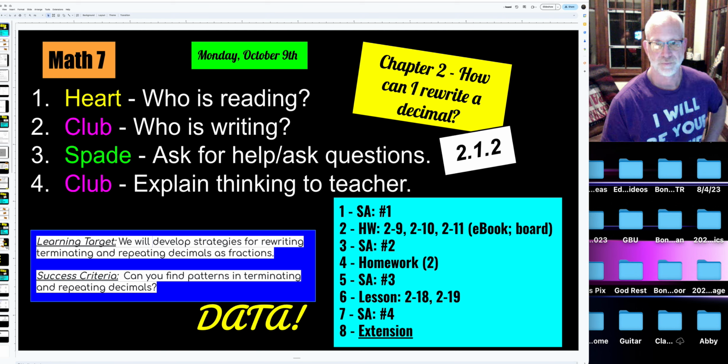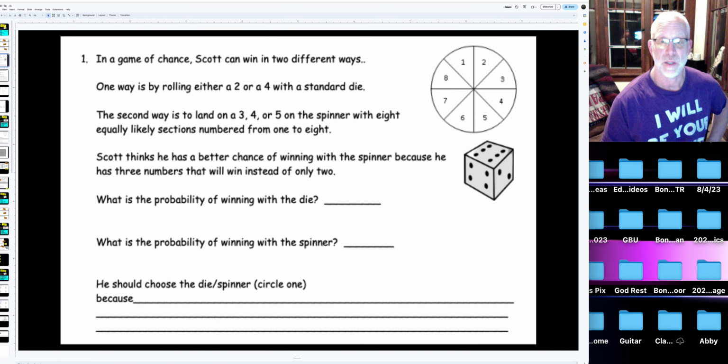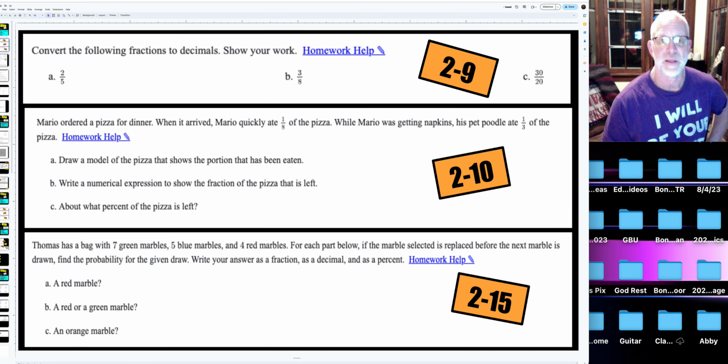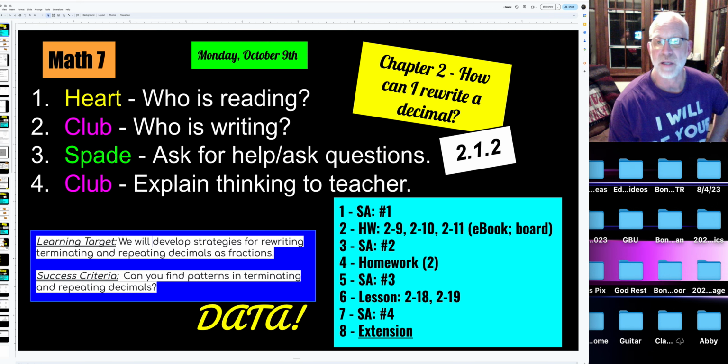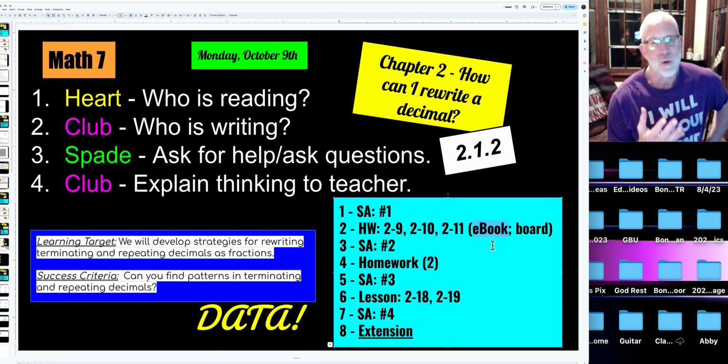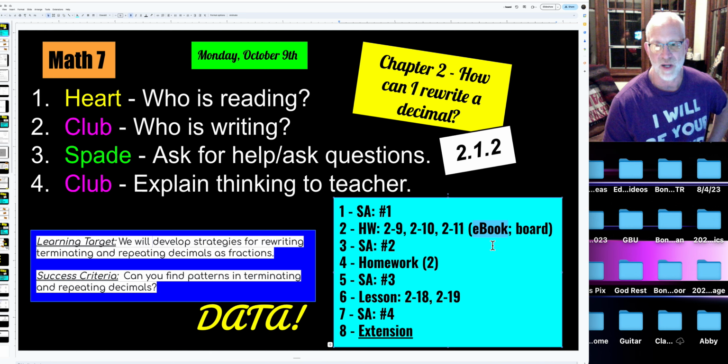Okay, so we're going to do number 1, and I'm going to work this one out, and then we're going to stop. And then I said, okay, now it's time to get your homework out. What we want you to do is open your ebook so you can see the problems, because sometimes the board might be too far away, or the board isn't bright enough, but you do have your ebooks. So we want you to look at problems 2.9, 2.10, and 2.11.